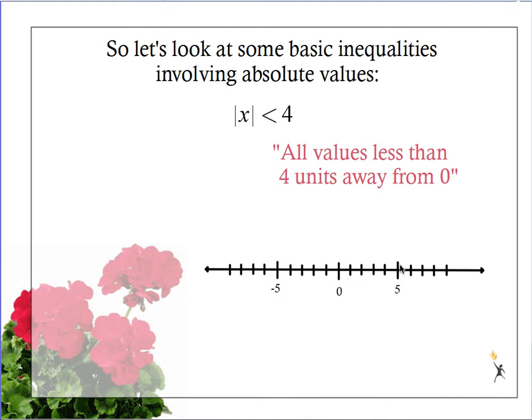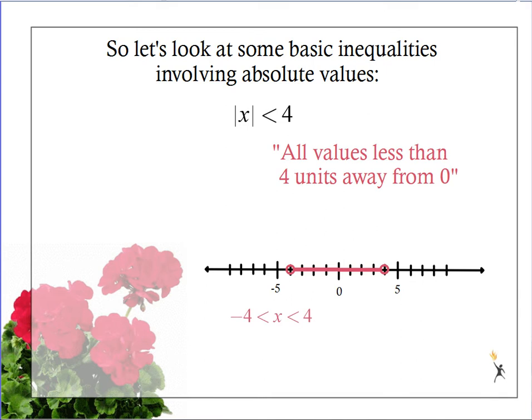If I'm looking at values to the right of 0, or the right half of my number line, the values that are less than 4 units away from 0 start at 0 and go all the way up to, but not including, 4 itself, right? Everything in the shaded area is less than 4 units away from 0. To the left of 0, I would start at 0 and go out to, but not including, -4. So everything in between -4 up to +4 is going to be less than 4 units away from 0.